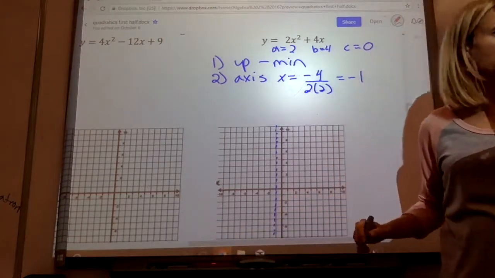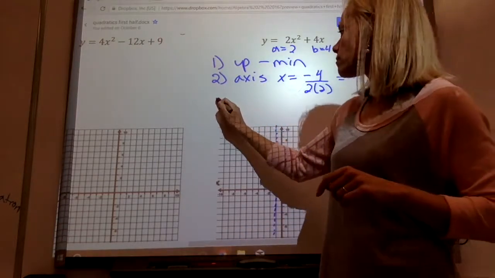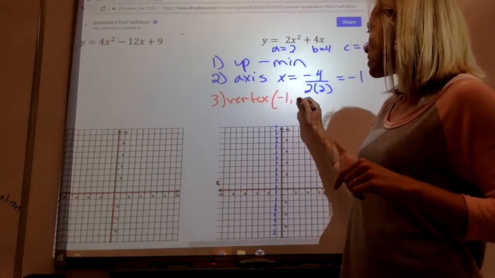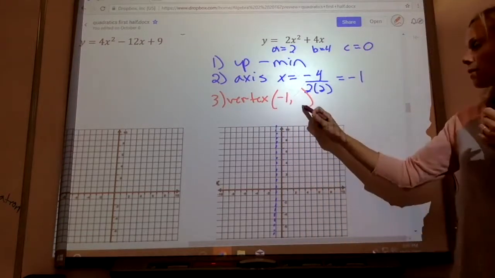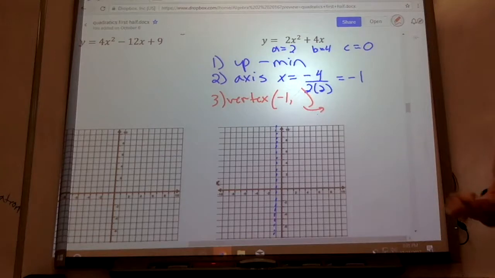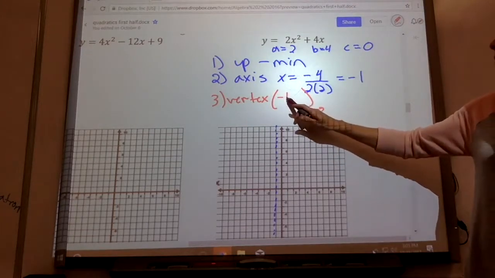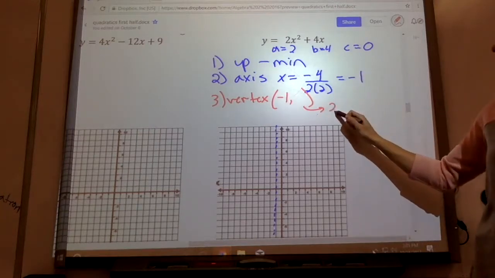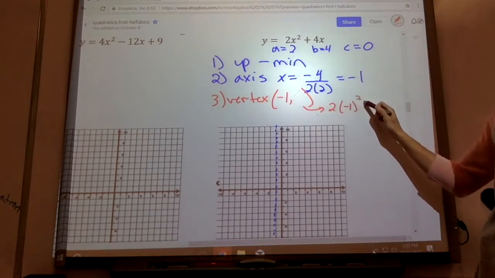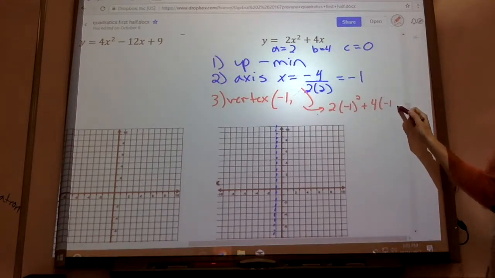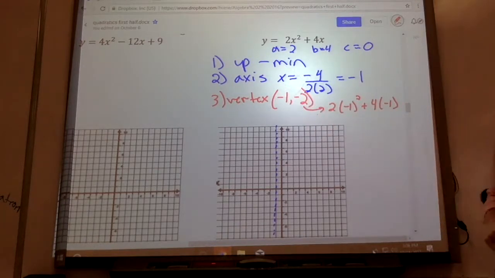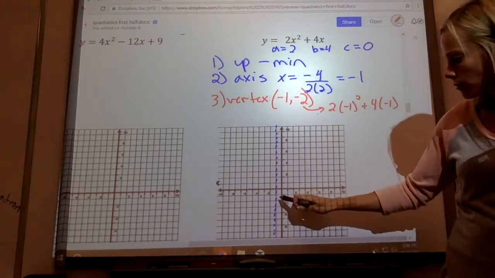And then I can use that negative 1 for my vertex, because I know the x of my vertex is negative 1. Therefore, find the y, the output value. So I sub negative 1 in for x and solve. 2 times negative 1 squared, which would be 2 minus 4, which is negative 2. So I can graph that, negative 1, negative 2.